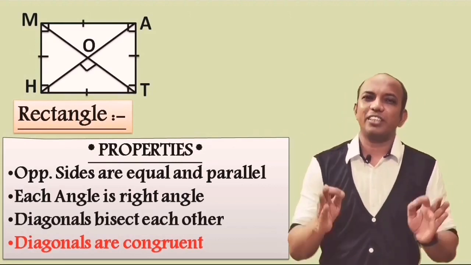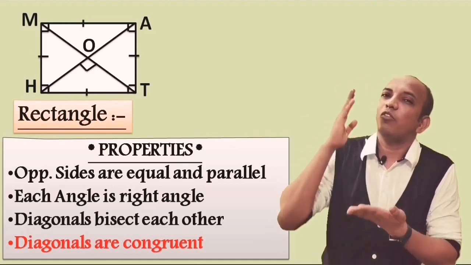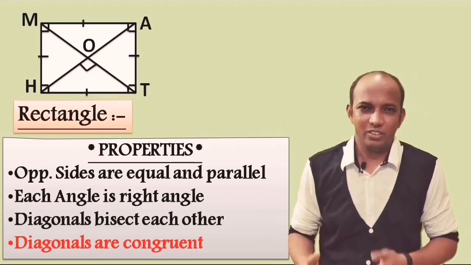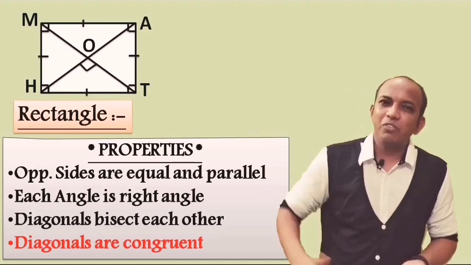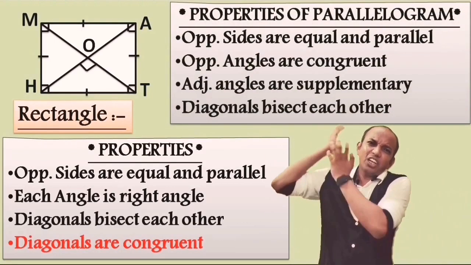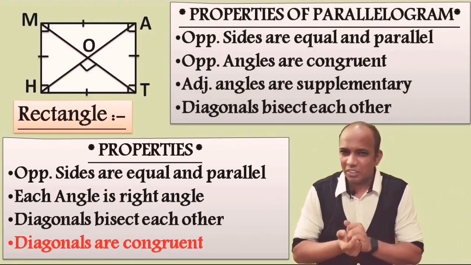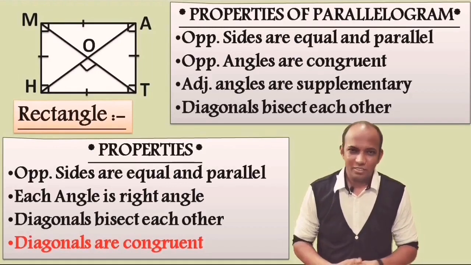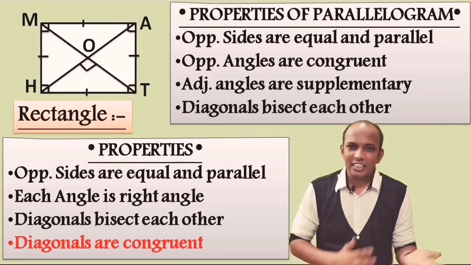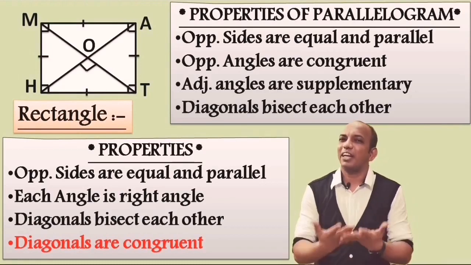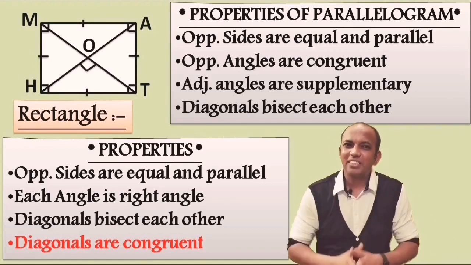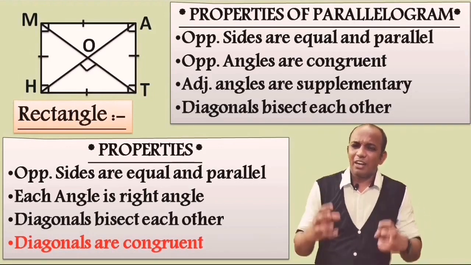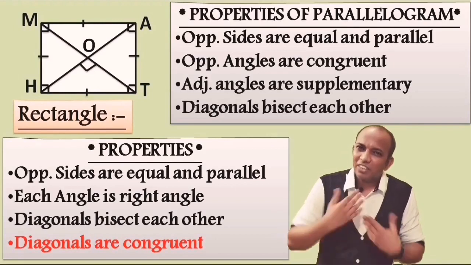Keep it in mind, diagonals of rectangles are congruent. That means the value of MT is equal to the value of AH. If you compare this property with the properties of parallelogram, you will find each and every property lying there with the properties of rectangle. Even the adjacent angles are supplementary, because every angle is 90 degrees. If you add any two angles, of course my answer will be 180 degrees, and that makes them supplementary also.